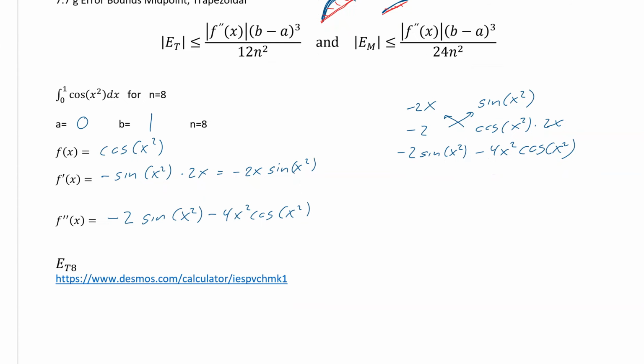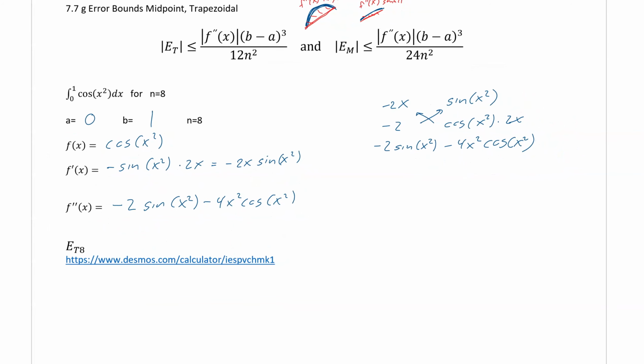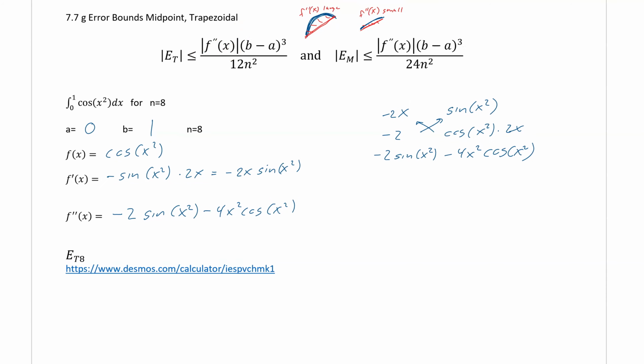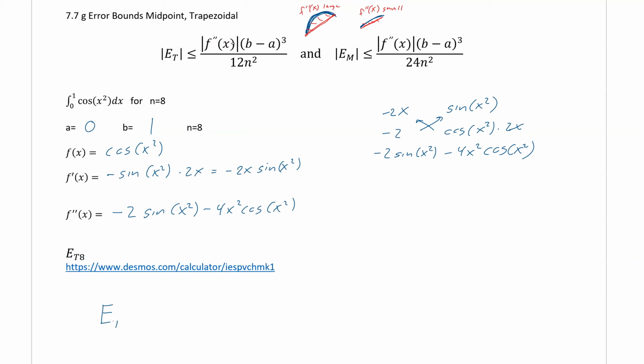All right, so now we're going to plug it into the formula. But what we need to do first is find out what our absolute value of f double prime of x is. So if you look at this, we have E_T, and we're going to plug everything in but the f double prime of x. We're going to leave the second derivative the way it is, and then we're going to get b minus a, so 1 minus 0 cubed, over 12 times 8 squared. What we want to do is put a less than or equal to here and find some upper bound for our f double prime of x, something bigger than the absolute value here. So what value would this be?